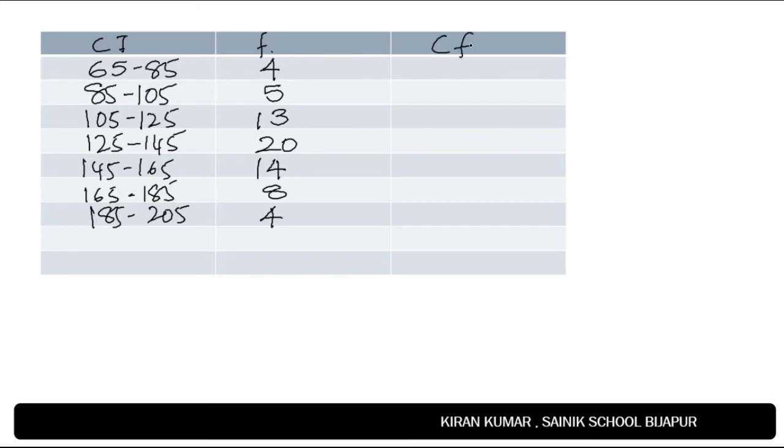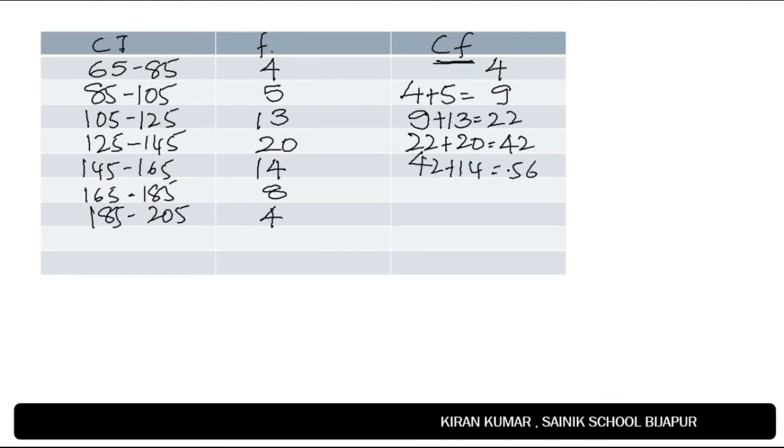So now we will find out the cumulative frequency. Each time we write the cumulative frequency, we have to consider the frequency added to the previous frequencies. So for the next one we have 4 plus 5, which is 9. For the next one we have got 9 plus 13, which is 22. Now 22 plus 20 is 42. 42 plus 14 is 56. 56 plus 8 is 64. And 64 plus 4 is 68. Now we have got the value of n. N value we obtain as the total of all the frequencies, 68.